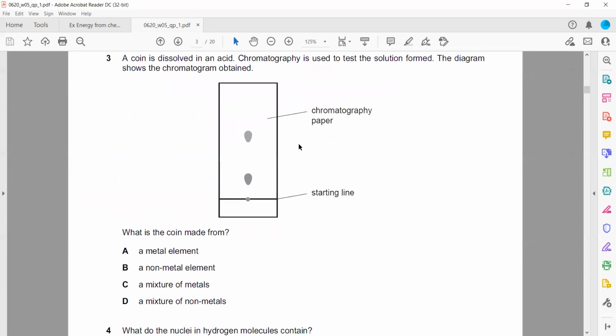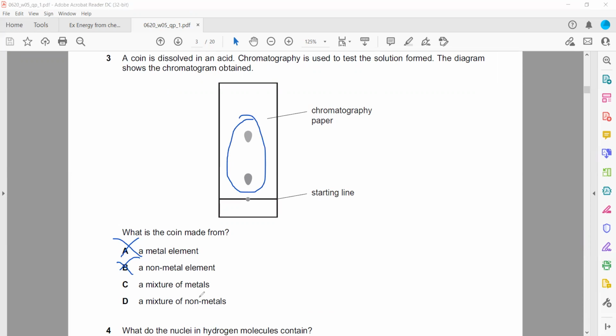Another question: a coin is dissolved in acid. Chromatography is used to test the solution. The diagram shows the chromatogram obtained. What is the coin made of? Made from? First thing, because two spots are there, it will be a mixture. So it cannot be A, it cannot be B.